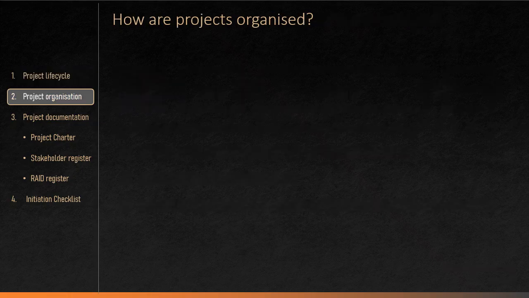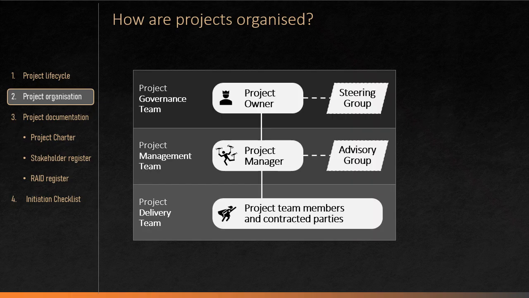Being temporary human endeavors, projects require a dedicated temporary organization that exists for the duration of the project. This project organization must fulfill three key functions: provide direction and control, manage project activities and resources, and deliver the project's intended outcomes. The project governance team is responsible for directing and controlling the project.